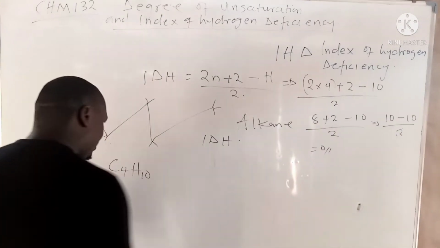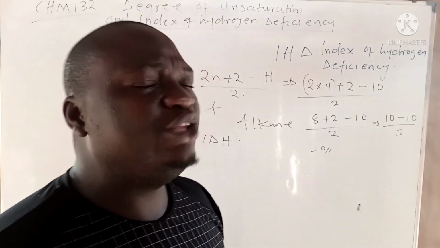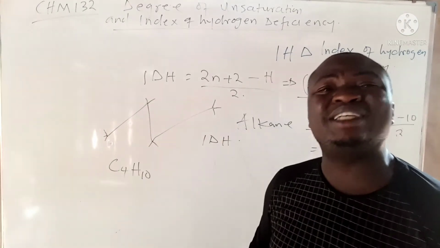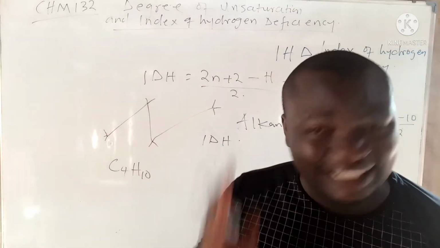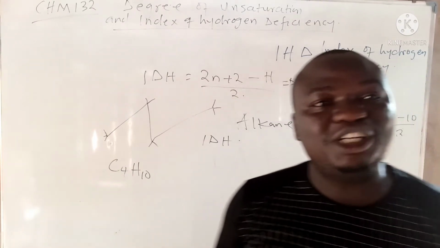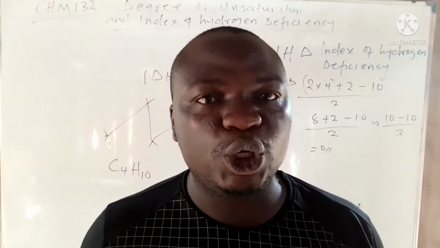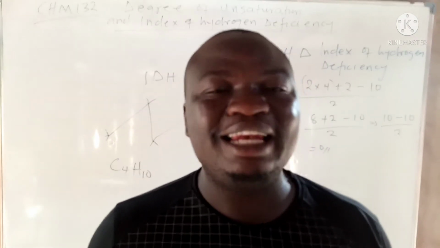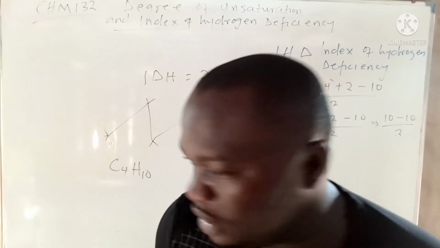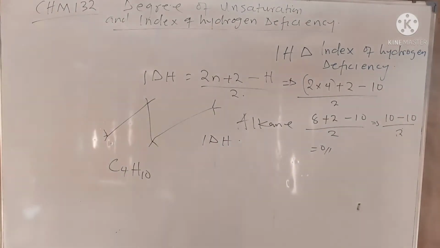So I said, in calculating the index of hydrogen deficiency, if we are talking about a single bond, do not waste your time. The IHD, the answer is 0. That's why I'm taking my time to do this. In the course of this video, I will teach you how to calculate the IHD for single bond, double bond, triple bond, and then we're going to go ahead to solve more complicated questions. Follow me.